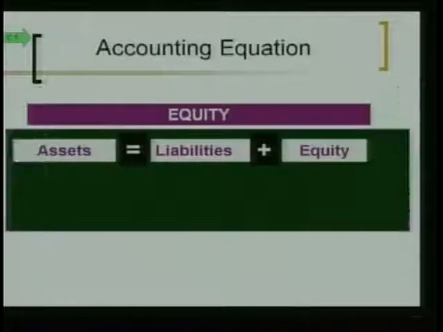What is the accounting equation? Assets equals liabilities plus owner's equity, or equity, right? Assets equals liabilities plus owner's equity. And that always has to remain in balance. For a company at any given point in time, the assets have to equal the liabilities plus the owner's equity.